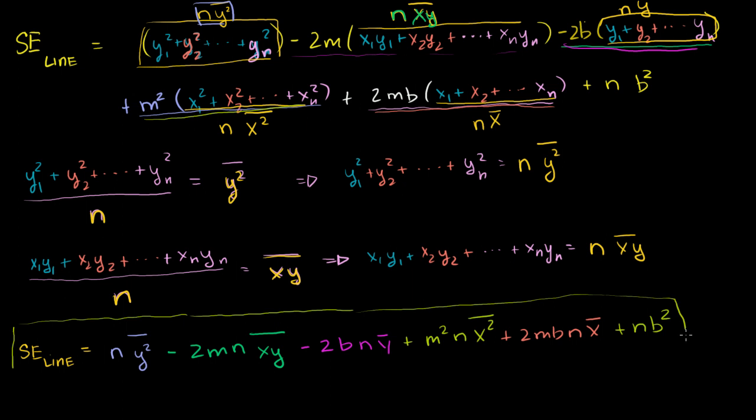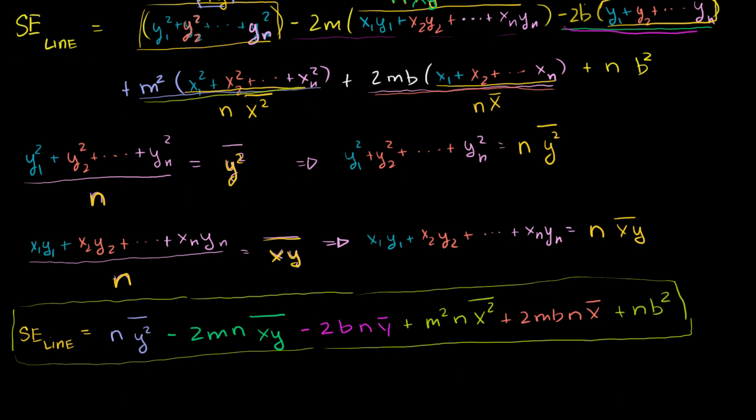The next stage, we actually want to optimize this. Or actually, maybe a better way to talk about it, we want to minimize this expression right over here. We want to find the m and the b values that minimize it.